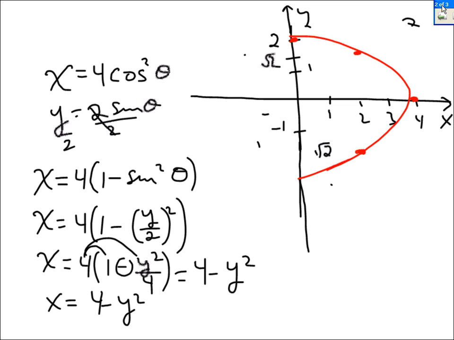If you try to graph x equals 4 minus y squared, you would have gotten exactly what we got. The only big difference would be the following. There's no reason why this couldn't have gone longer. Even in the parametric case, it should have gone longer.